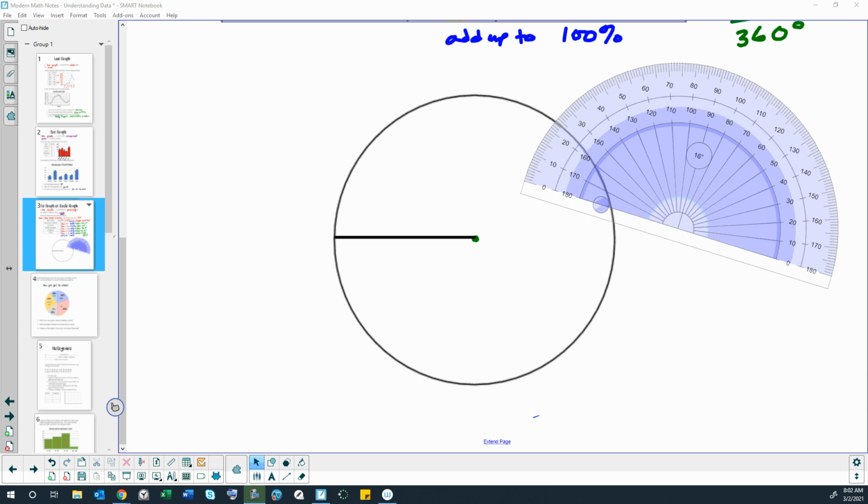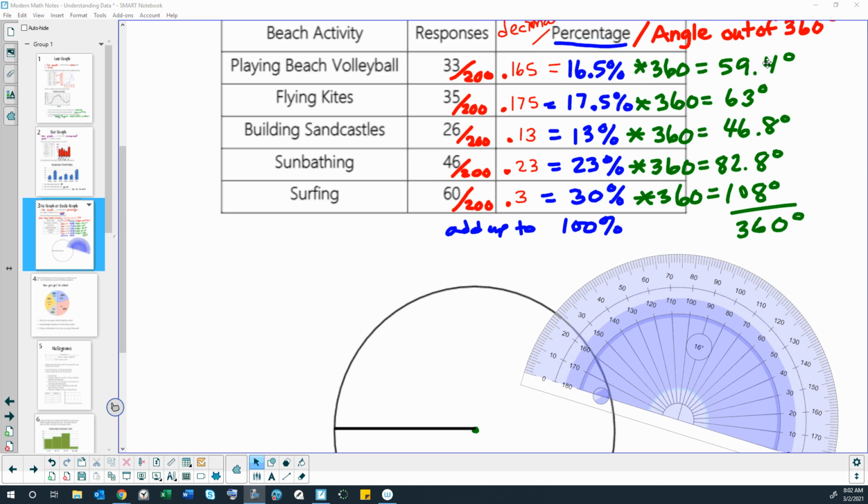Okay, now we need to figure out the middle angles in our circle. Those are called the central angles that match up with the angles we just found. Now notice how the angles and the percentages are different, because percents are out of 100 and the angles are out of 360. So those are going to be different numbers, right?